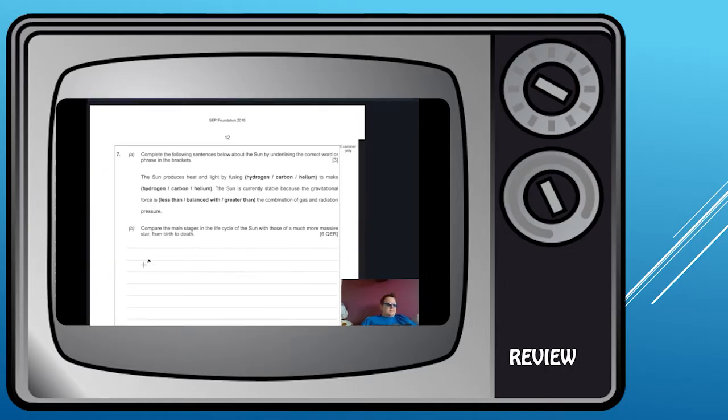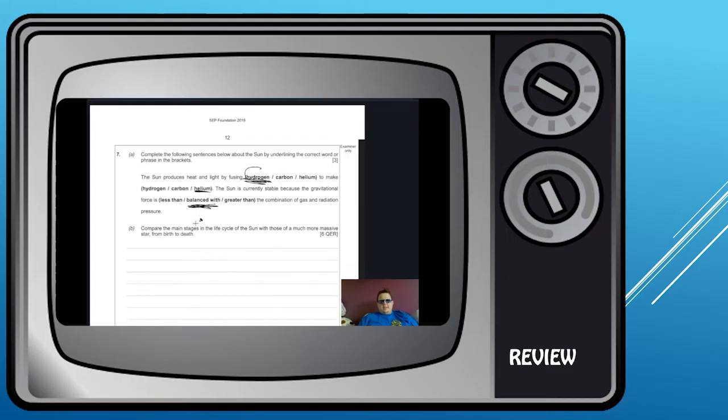Right, so on to the way they'd have asked these on the separate science papers. So let's have a look. Complete the phrase below about the sun. So the sun produces heat by fusing, underline hydrogen to make helium. And it's stable because those forces are balanced.